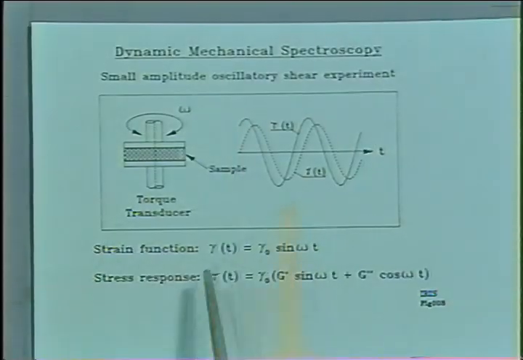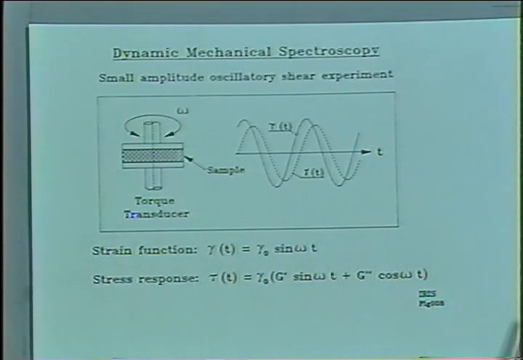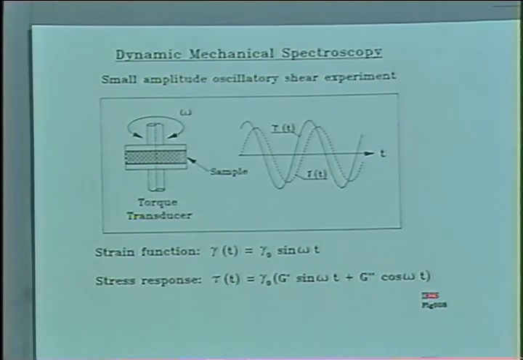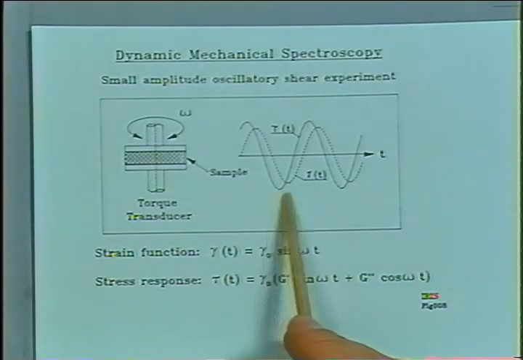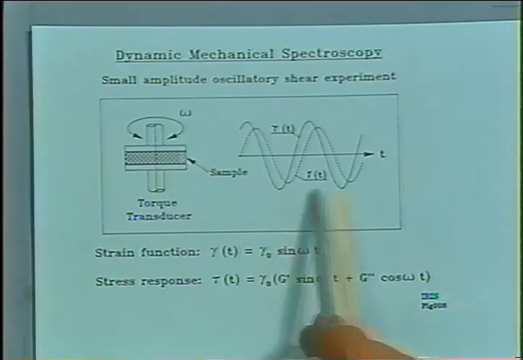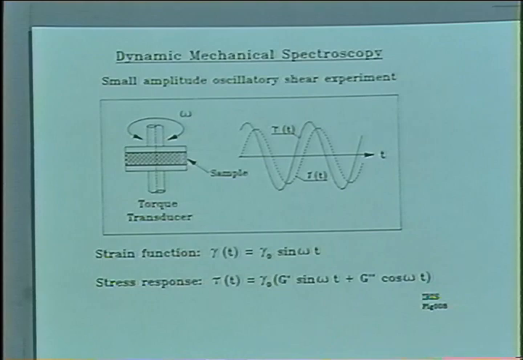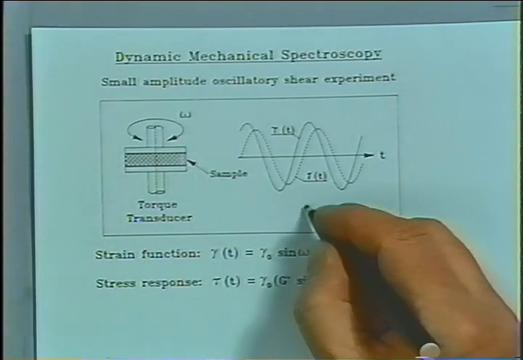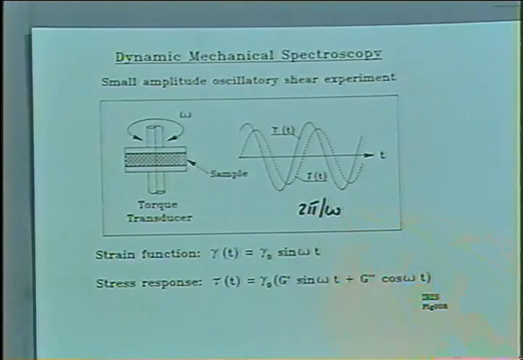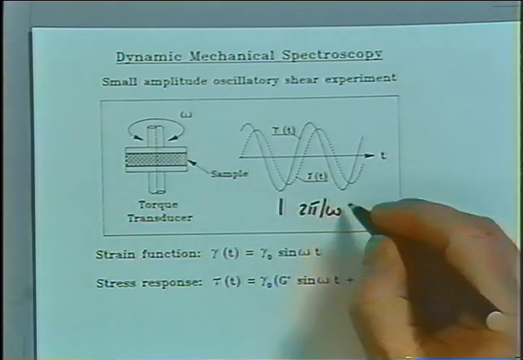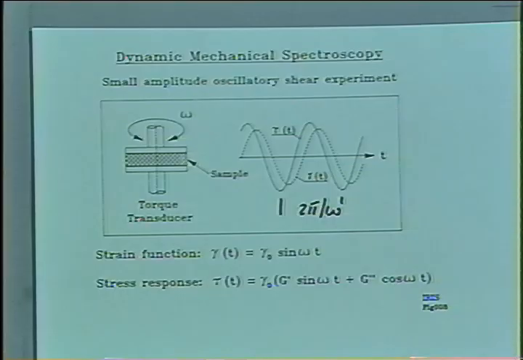The advantages of such an experiment are the following. Let me list those very quickly. The first advantage is that the probing time is in the order of a period of that dynamic mechanical experiment. And this probing time is 2 pi over omega. So you're changing your probing time by changing the period of your experiment.